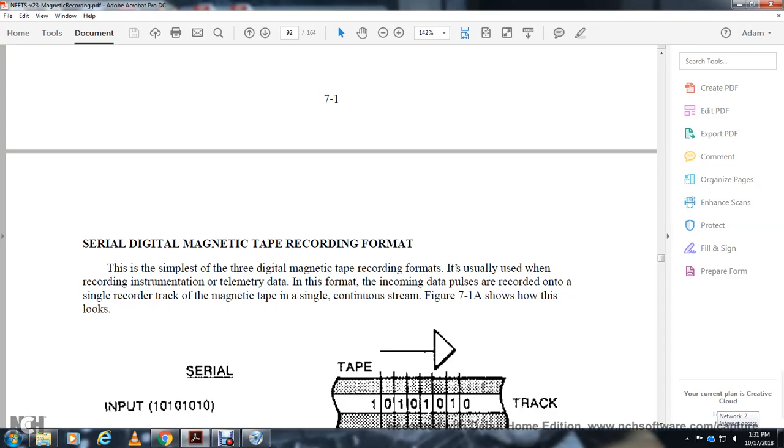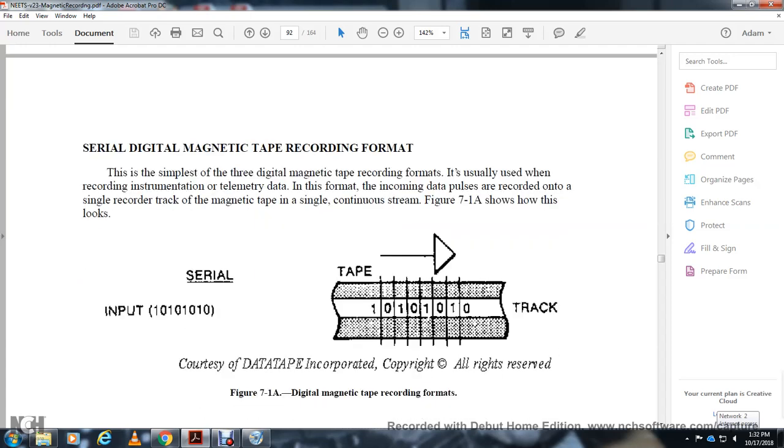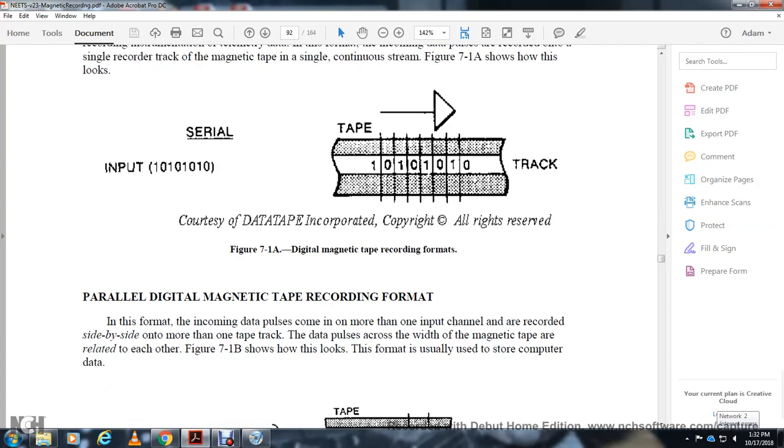Series digital magnetic tape format. The simplest digital magnetic tape recording format is usually used when recording instrument telemetry data. The data is recorded as a pulse stream on a single track of the magnetic tape, as a continuous stream. Figure 7-1 shows the serial format.